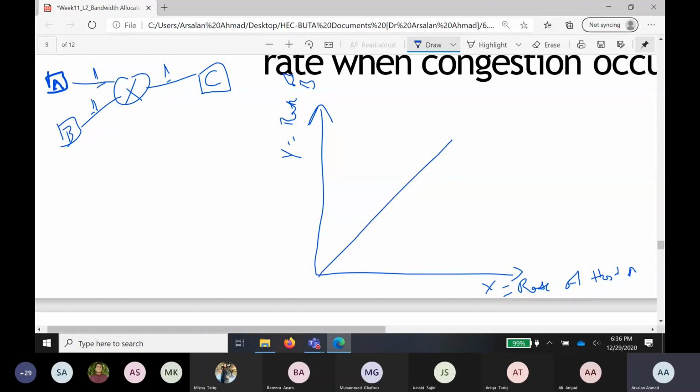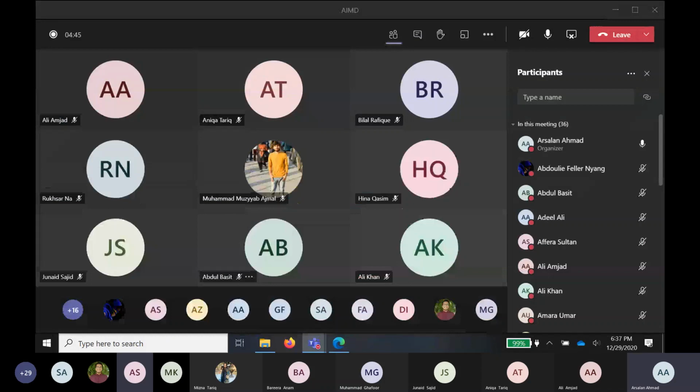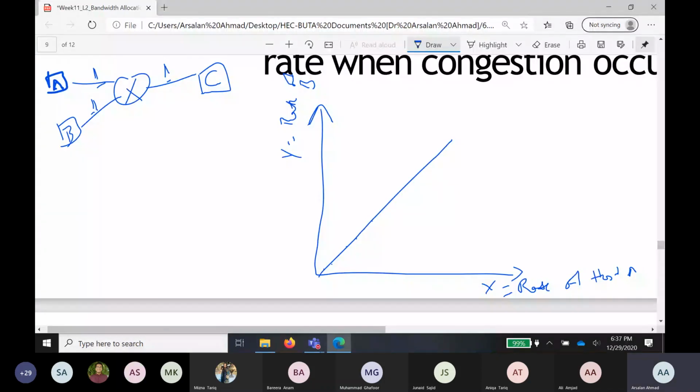If we draw a line of exactly 45 degrees on this xy plane, all the points on this line actually represent what? Any point on this line represents an allocation where x is equal to y, and this corresponds to a fair allocation. So this is a line of fairness, actually. Every allocation on this line will result in an equal division of bandwidth.